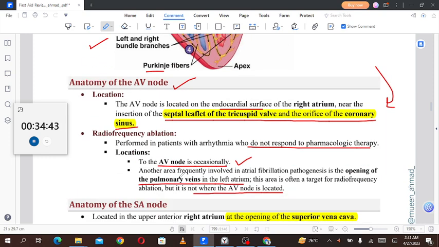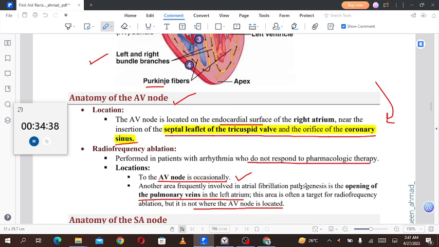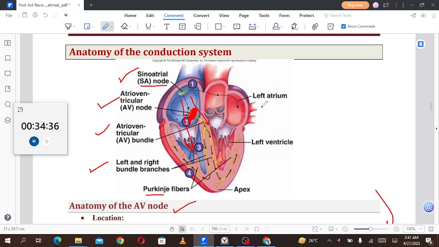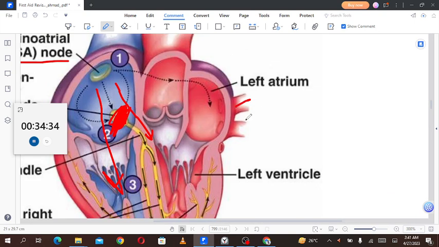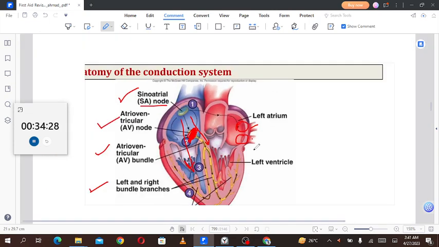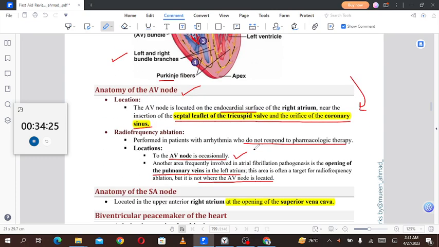Another area frequently involved in the pathogenesis is the opening of the pulmonary veins. So pulmonary veins open over here, if you could see this. These are the pulmonary veins opening over here. So this can be the site of formation of an ectopic focus, or the site of origin of the supraventricular tachycardia or arrhythmia in the atrium that may lead to atrial fibrillation.